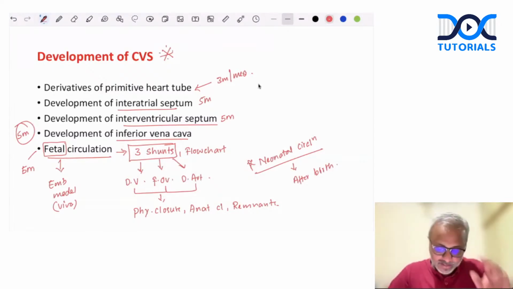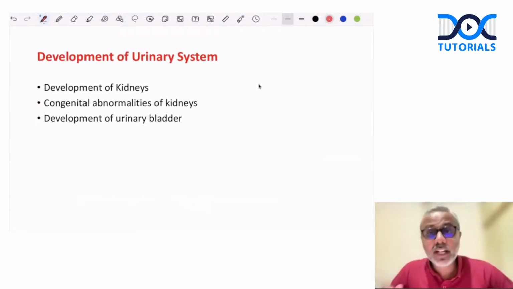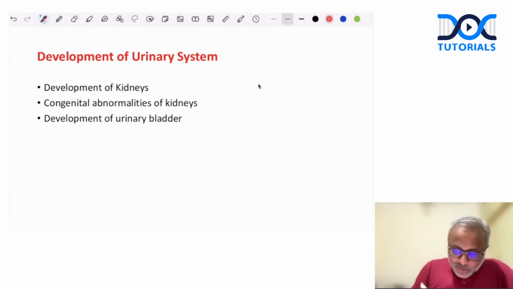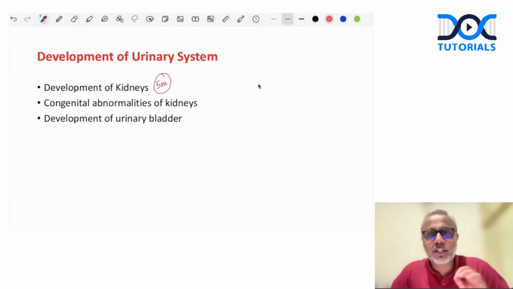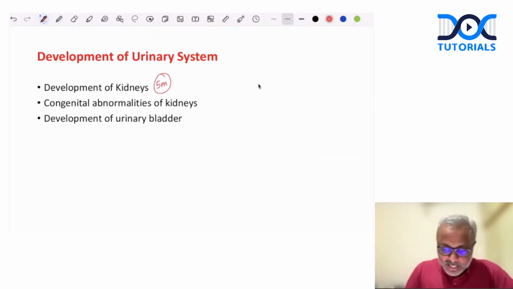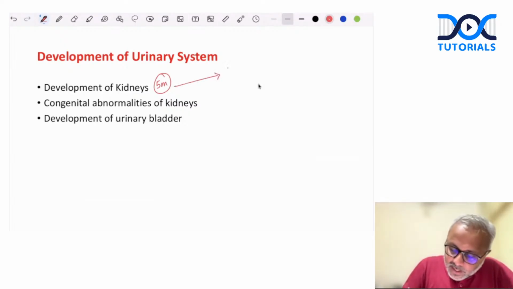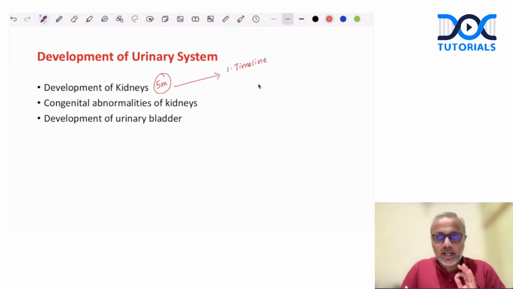Are we clear? Right. Then the next important chapter is the urinary system. In the urinary system, the development of the kidneys is an important 5-marker question. In development of the kidney, how do we describe it? I'm just giving you an example. Start with the timeline, when exactly the development of the kidneys began.